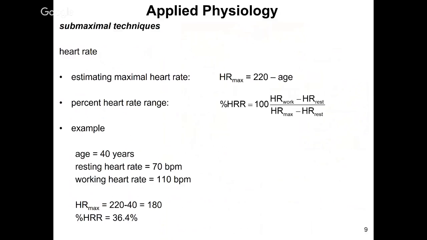Maximum heart rate. It's an estimate of the heart rate that you should not exceed if you're doing exercise. And that one's really easy. You just do 220 minus your age. So as we all get older, this number is going to go down. There's less that we should do, at least in terms of our heart rate.